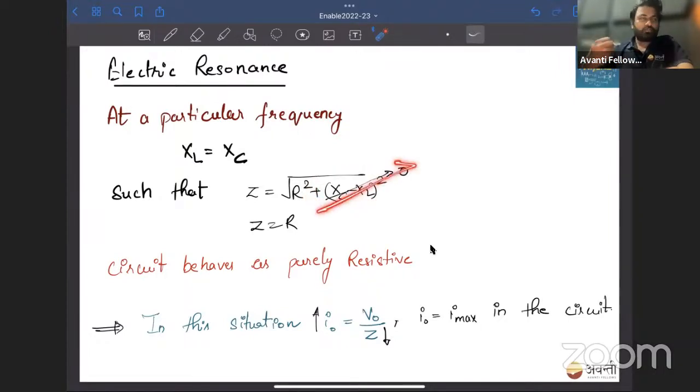So when resonance happens, XL equals XC, so this component goes to 0. Only resistance is remaining, means impedance is nothing but resistance. So the circuit behaves like a purely resistive circuit. Even though inductor and capacitors are there, in their presence also, they are not effective. That is the condition of resonance. And in resonance condition, you will get maximum current because current is equal to voltage upon impedance. Impedance decreased because XL equals XC, so current will be increasing and it will be maximum. So in resonance, current is maximum in a circuit.